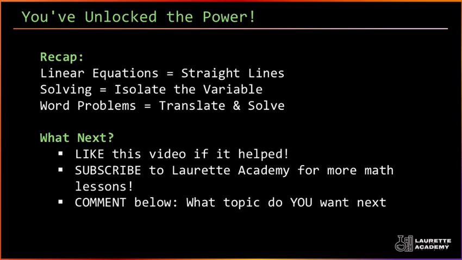And we are back. How did you do on the quiz? I hope you are feeling more confident. You have just taken a big step in unlocking the power of linear equations and word problems. Remember the key takeaways. Linear equations form straight lines. Solving them is about isolating the variable. And word problems are all about careful translation before you solve.